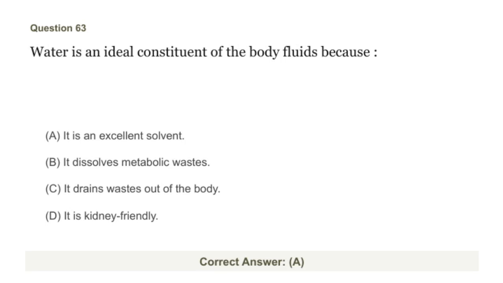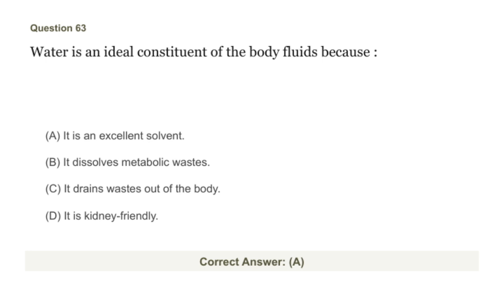Water is truly an essential component of our body fluids, and the reason why is quite fascinating. When we look at the options, the correct answer is that water is an excellent solvent. That means it has the remarkable ability to dissolve many substances, which is vital for many biological processes. For example, water helps dissolve nutrients so they can be transported through our bloodstream to where they're needed.